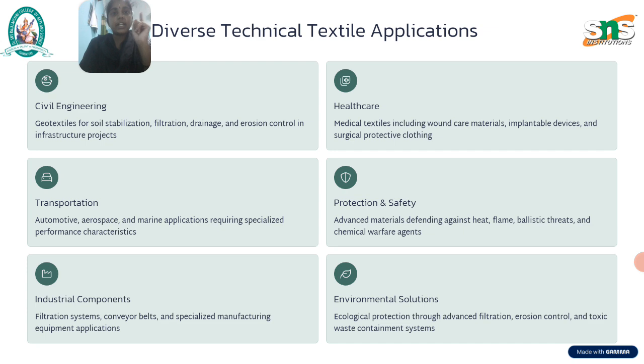First one is civil engineering: land, dam construction, road construction and filtration processes all come under this. Healthcare is medical textiles. Transportation is mobile textiles. Protection and safety are protective textiles and sports textiles. Industrial components are industrial textiles. And environmental solutions are eco textiles. So this is the main concept of technical textiles. We concentrate on this textile science.